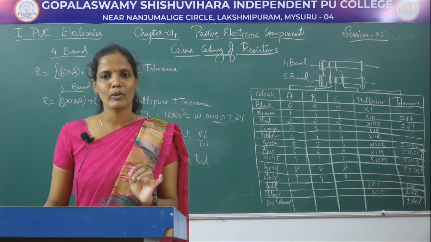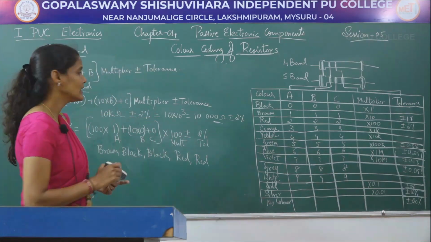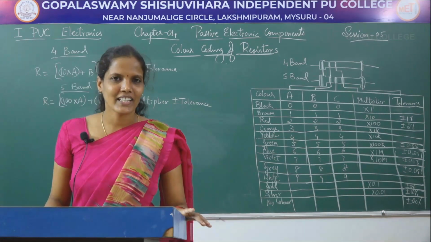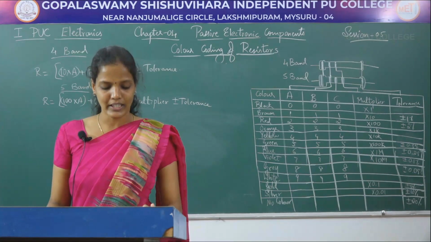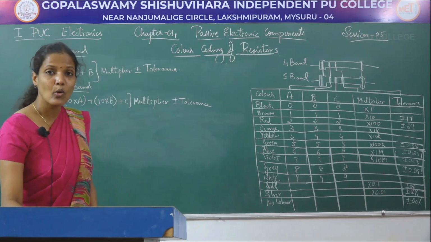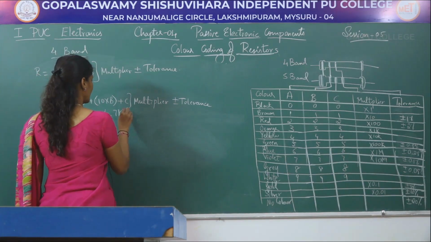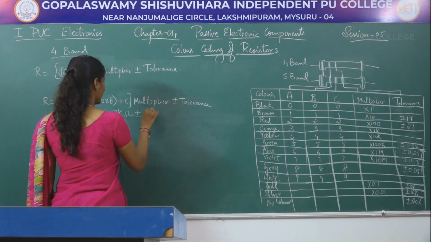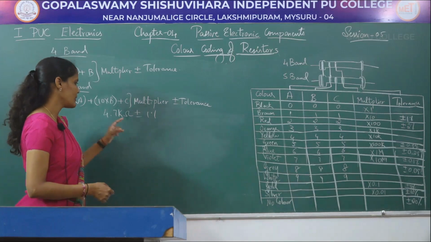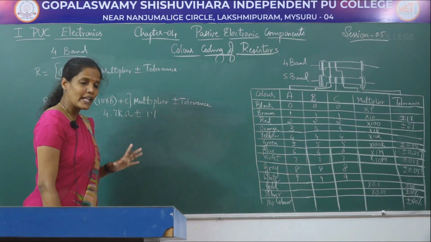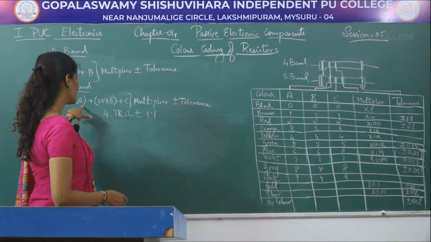Let us solve one more problem in which the resistance value is given and you have to find out the color code. Now I am having a resistor which is having 5 color bands and the resistance value of that resistor is 4.7 kilo ohm plus or minus 1%. So this is the problem. They have already mentioned that it is a 5 color band resistor. So I have to use this formula.